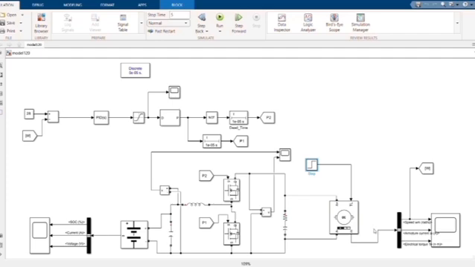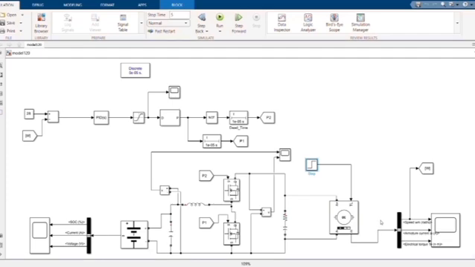We are setting a step time of 2 seconds and a final value of 0.025. Now the system will be acting in motoring mode. When the final value is minus 0.025, the system will be acting in regenerative mode.